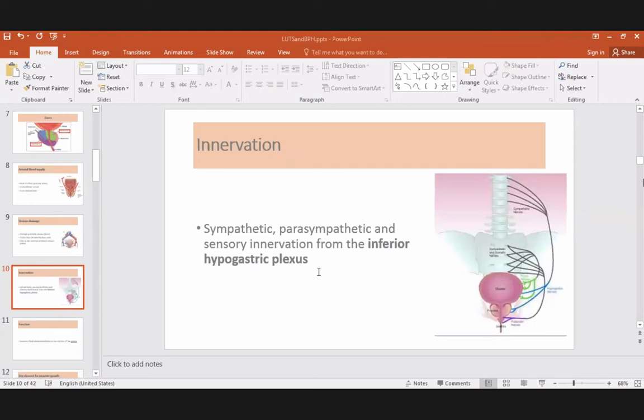The nerve supply it receives is sympathetic, parasympathetic, and sensory. And usually these nerves come from the inferior hypogastric plexus.